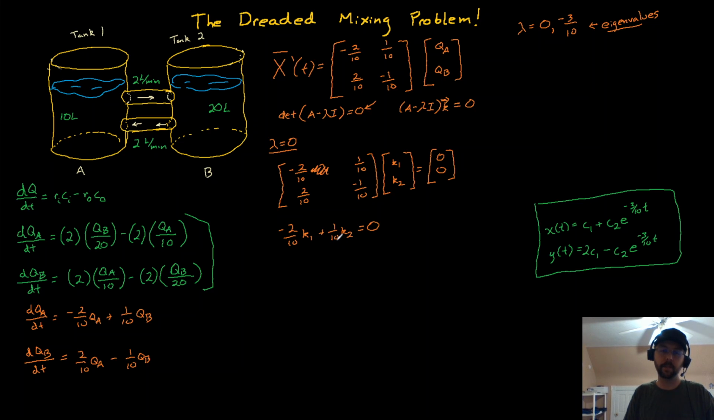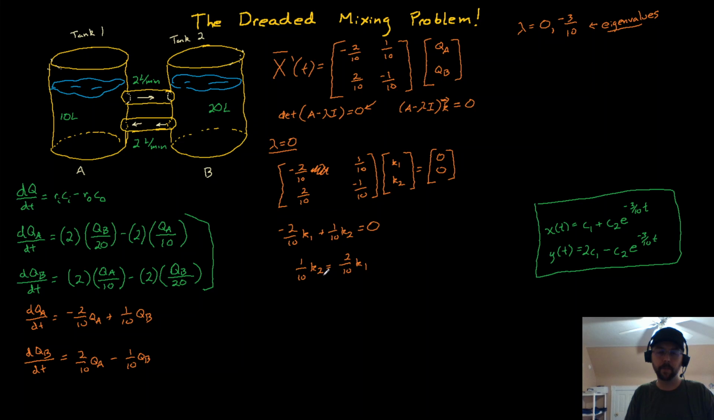The easiest way to do that is to get one of k1 or k2 by itself and then set the other one equal to 1. I'll show you what I mean. So let's add 2 over 10 times k1 to both sides. So we get 1 over 10 k2 equals 2 over 10 k1.